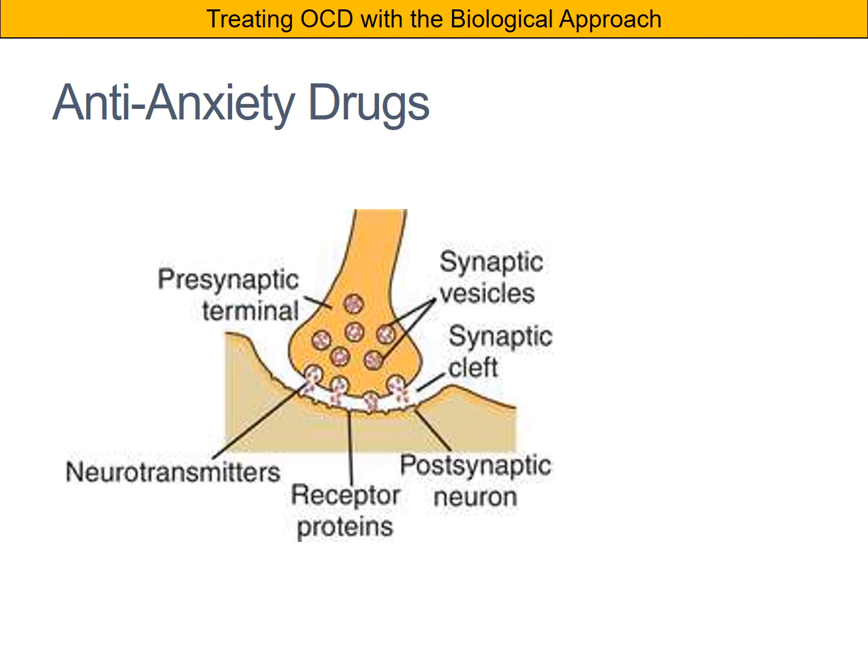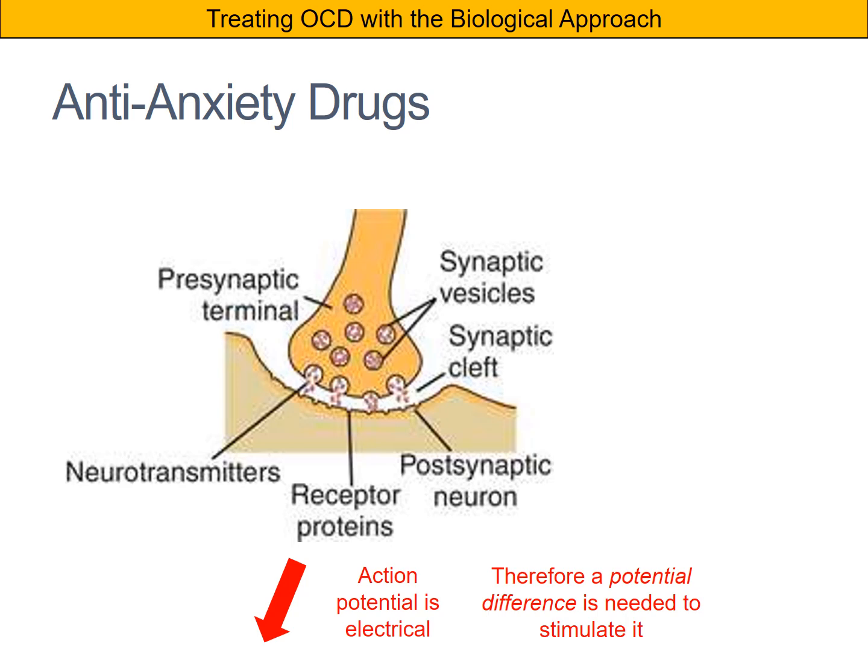Now, to understand how anti-anxiety drugs work, we need to first remember that an action potential is electrical, and therefore in order to stimulate an action potential, we need a potential difference. Now, a potential difference in very simple terms can be thought of as the difference between positive and negative charges. So if you've got far more positive charges than negative charges, then you're more likely to stimulate that action potential because there is a greater potential difference.